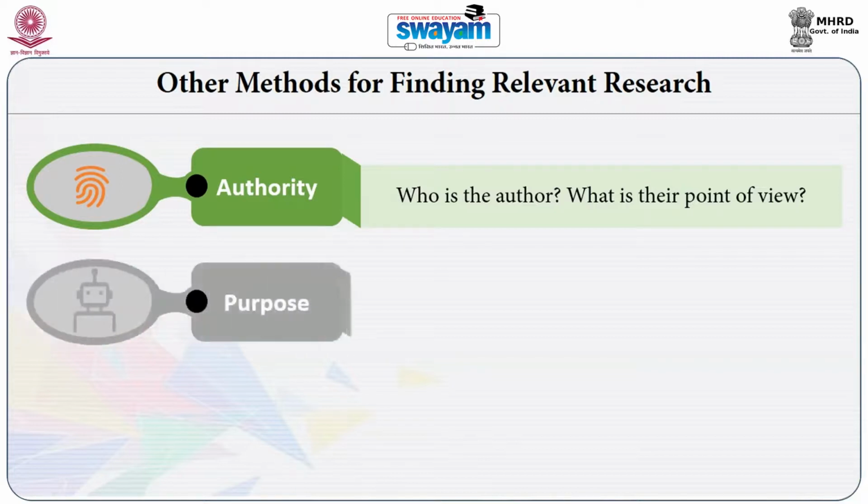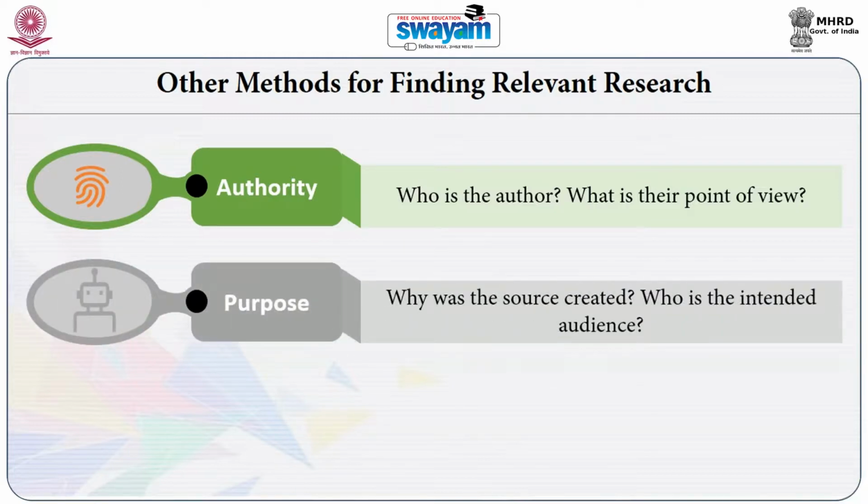Next is the purpose. What is the purpose for which the source has been created? What is the intended audience for that specific document, whether it is for a research scholar or for the general public? When a specific kind of research is going on, you should check who the audience is, because if it is the general public, there may be some biases about the views of the author.